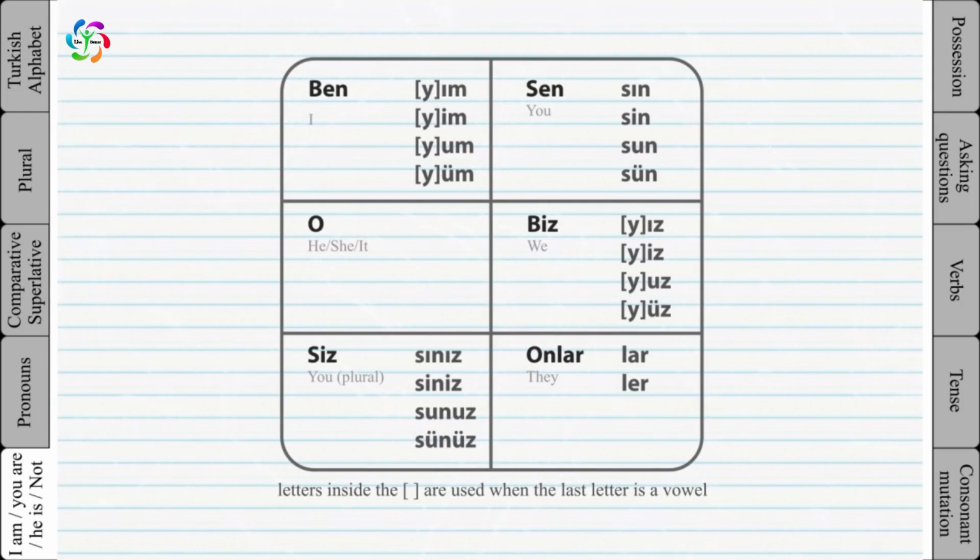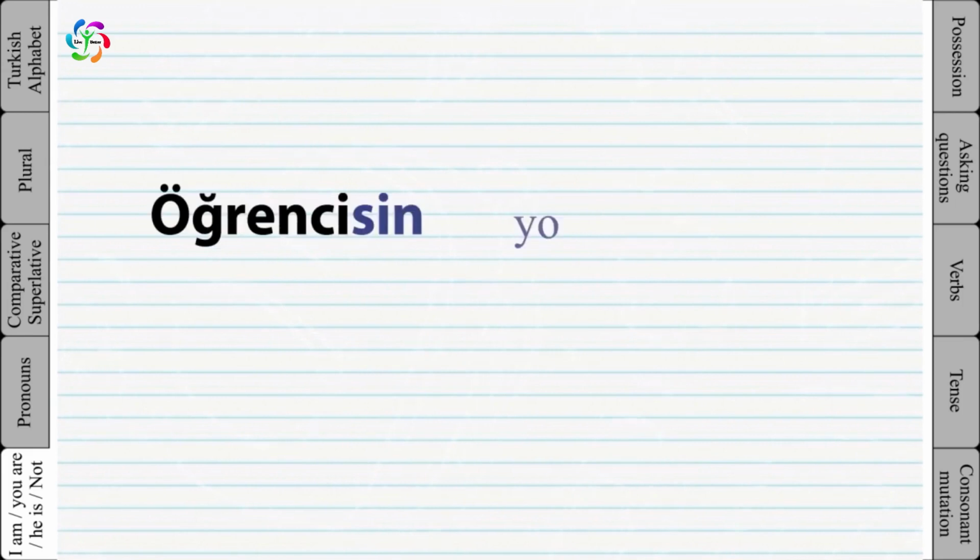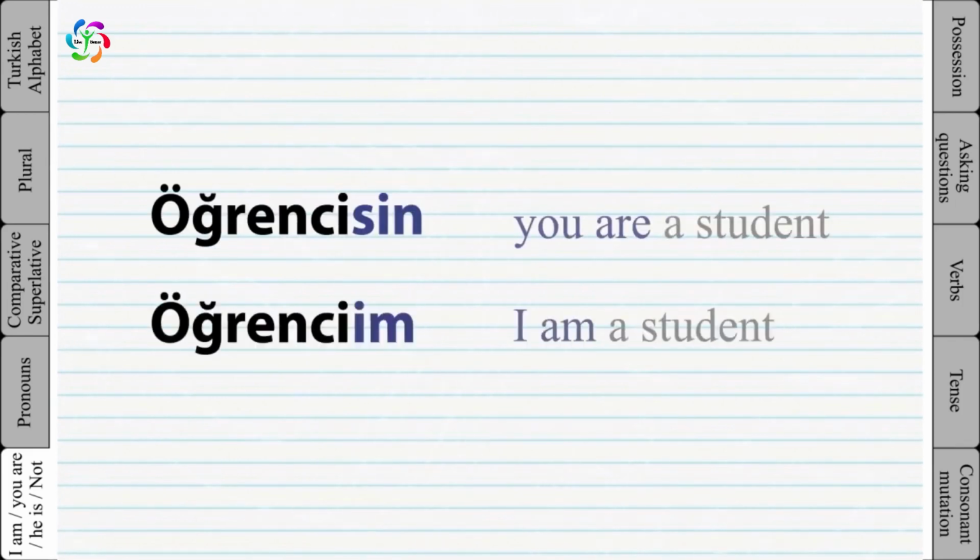The letter Y is used when the last letter of the word is a vowel, and the personal suffix also starts with a vowel. The Y works as a buffer between the two vowels. In the Turkish language, two vowels should not come after one another. Let's look at the second example. I am a student. As you can see, the last vowel of the word is I, and the personal ending is also I. When we have two vowels after one another, a letter Y should be used between the two vowels.